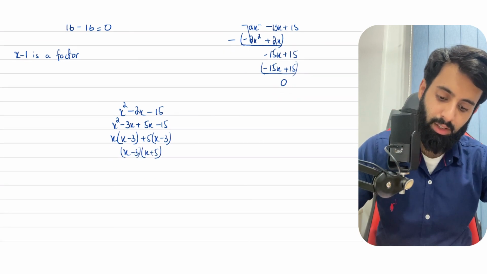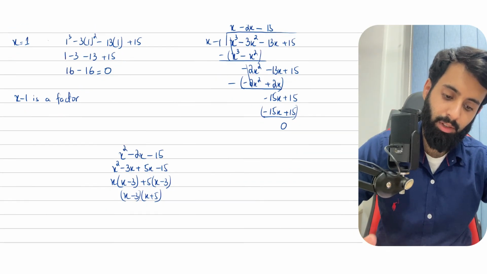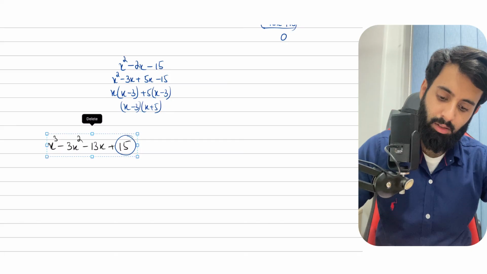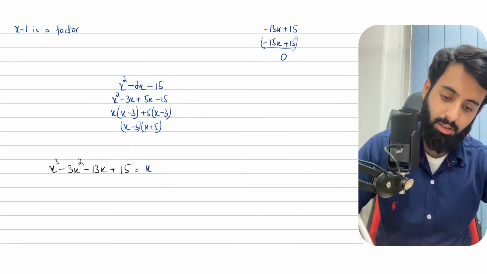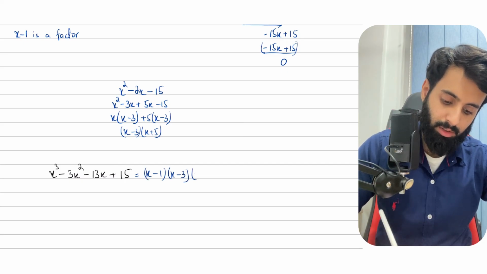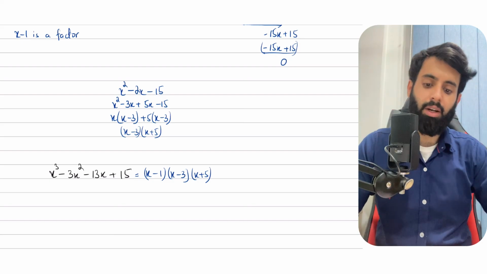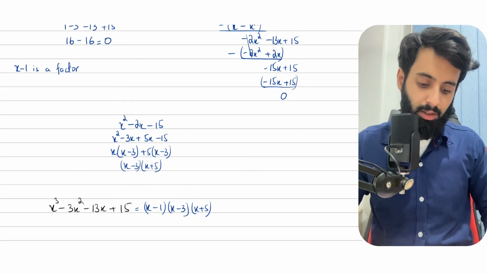And now for the final answer, we'll write this polynomial here, and we're going to write the factorized version of it. That means x minus 1, the first factor, which we got through trial and error, and then x minus 3 times x plus 5, the factors that we got after we ended up with the quadratic equation.